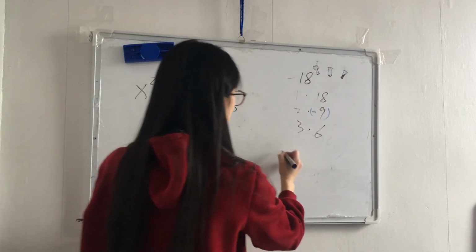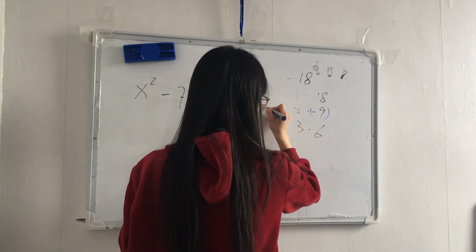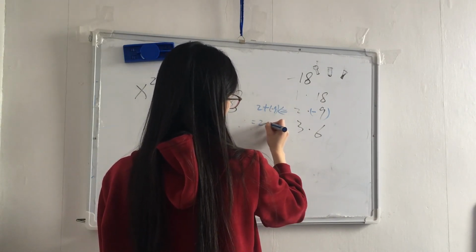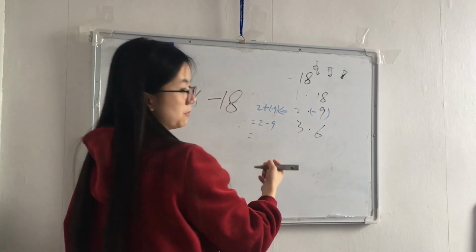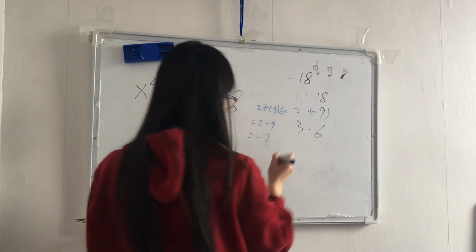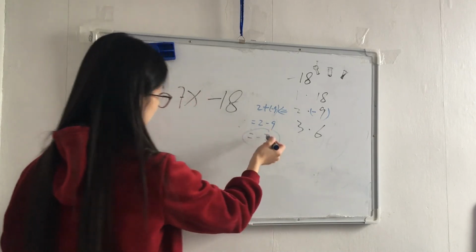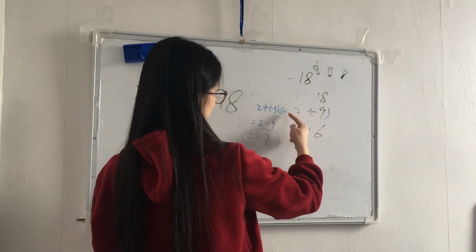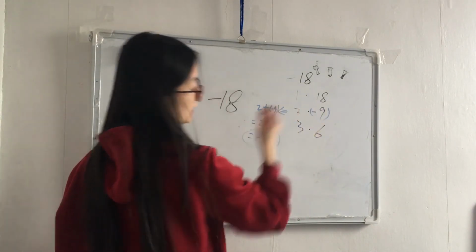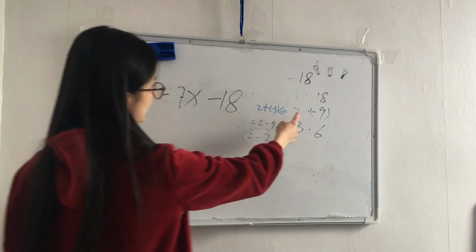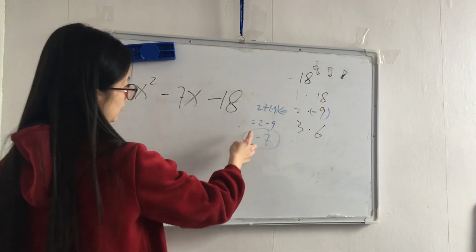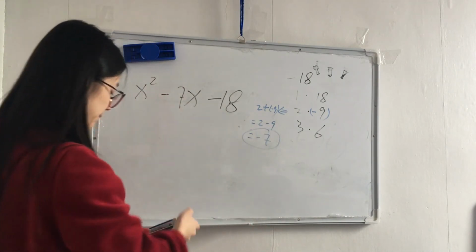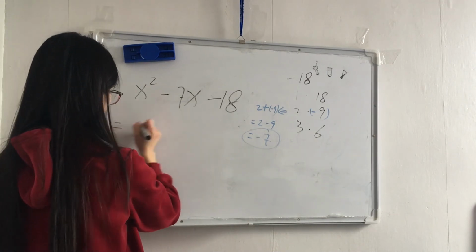And then how about 2 plus negative 9? So that means it's 2 minus 9. What's 2 minus 9? It's negative 7. This is exactly the b term that we have. So now we know we want to choose this one: 2 and negative 9, right? Because 2 times negative 9 is negative 18, and 2 minus 9 is negative 7, which matches our b term and c term. So we can write it in factor form.